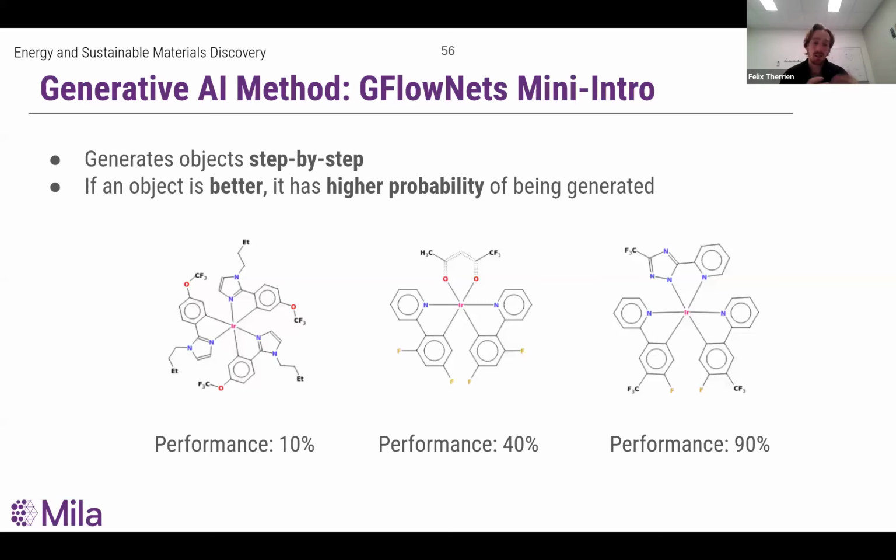And if an object is better, it has a higher probability of being generated, which means it doesn't only generate the best material for your objective, it also generates things that are almost the best. For example, if you had these three molecules and were measuring their performance to optimize it, it would be nine times more likely to generate this molecule than the molecule on the left.